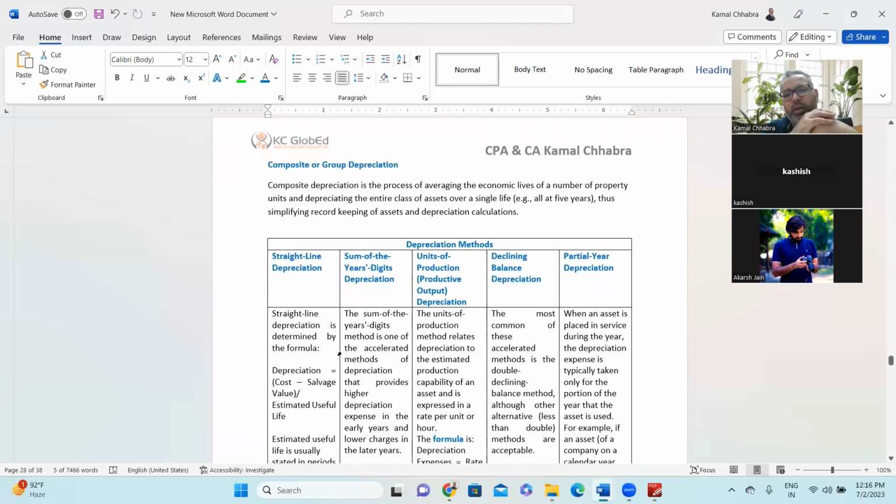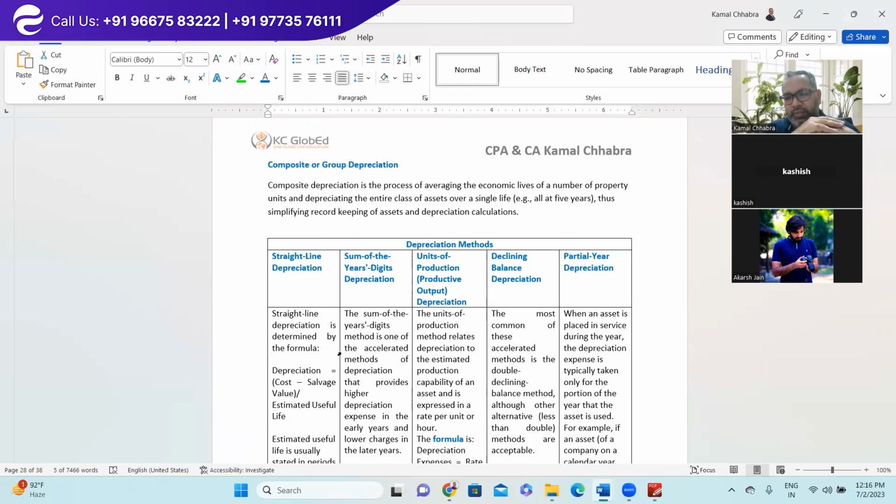Second is composite or group depreciation. Composite depreciation is the process of averaging the economic life. So this entire printing machinery, they may have software life 3 years, they may have drum life 5 years, they have conveyor belt life of 10 years. So they do an average 7-year life, right? Okay. That is called composite or group depreciation.